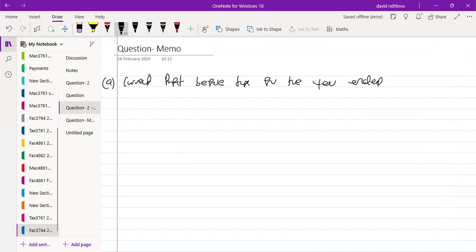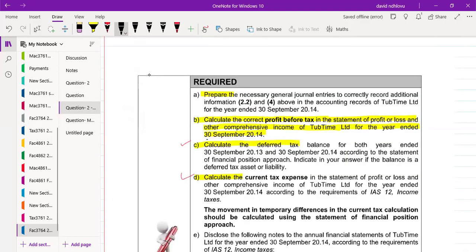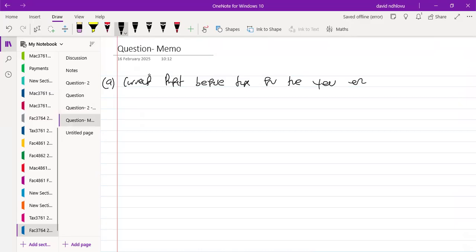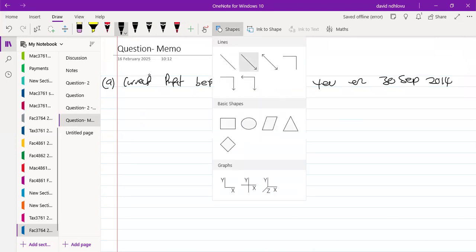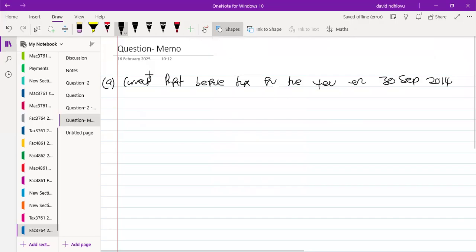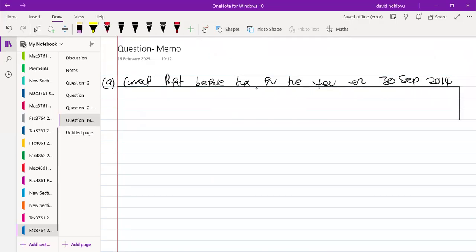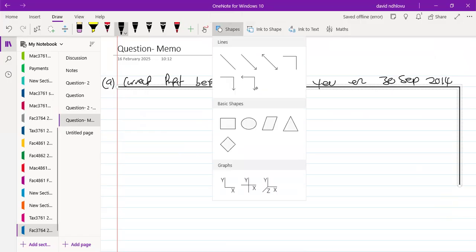Right, our year end for this particular question is 30 September of the year 2014. So we want to correct the profit according to that requirement. I will assume that we are already given the profit before tax, but we need to make some alterations to that profit before tax amount.